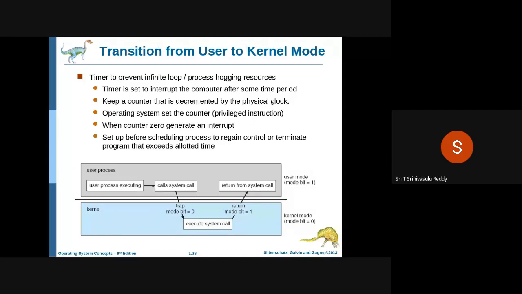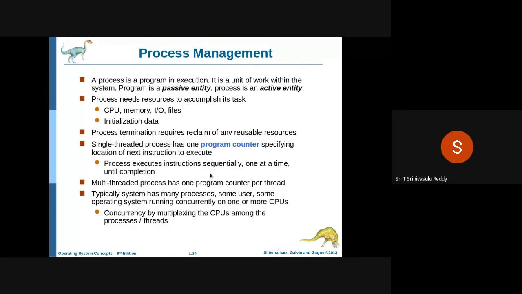Transition from user to kernel mode is what you can see here. This entire thing is the kernel area data structures, and a user process is running, user process executing, and makes a call to a system call. Then a trap, mode bit equal to 0, run this, and again reset, like this. This is what you really mean. The same thing is explained here in a diagrammatic fashion.